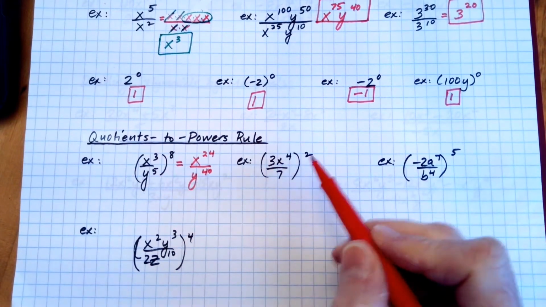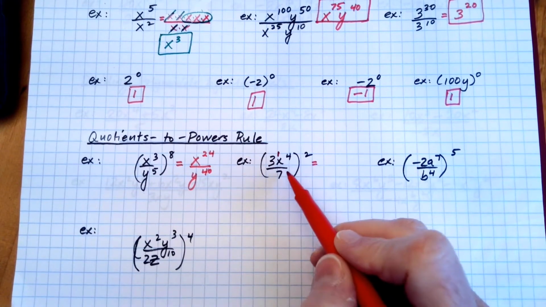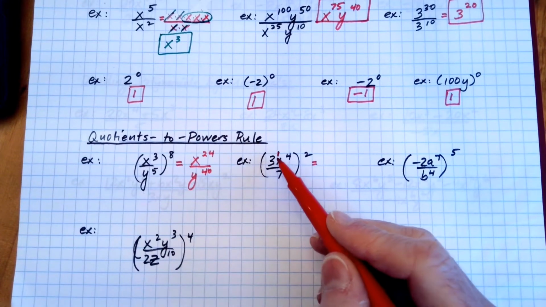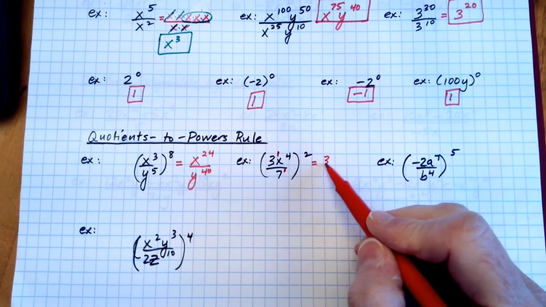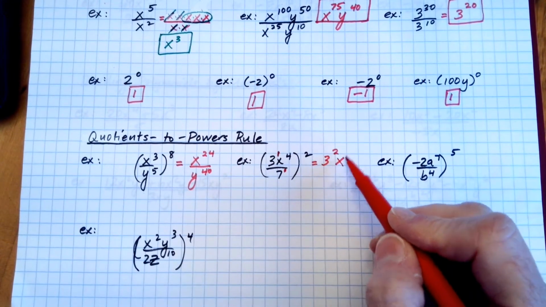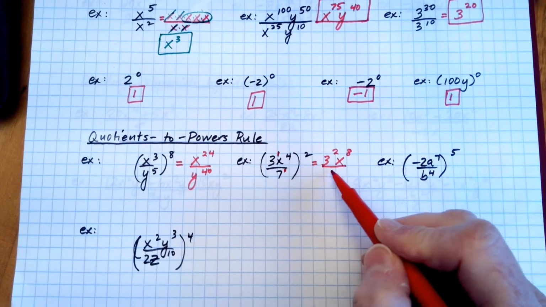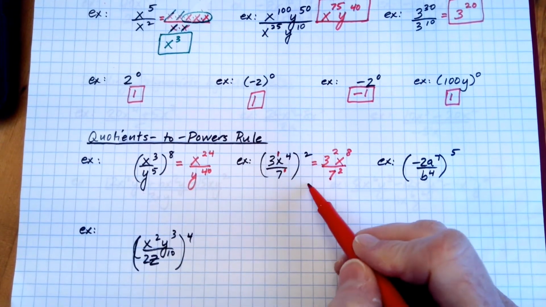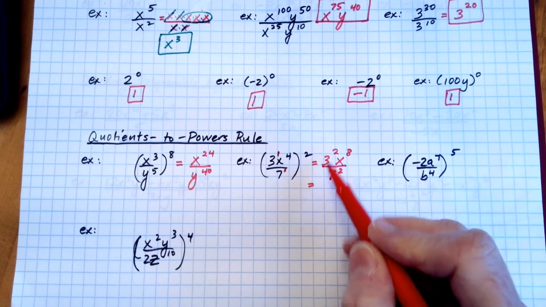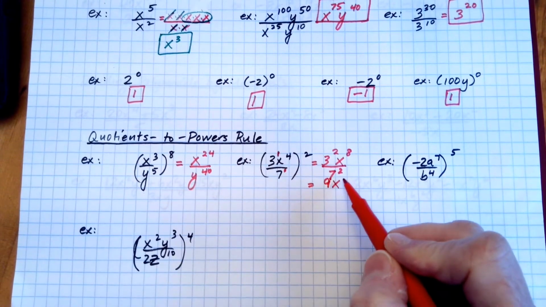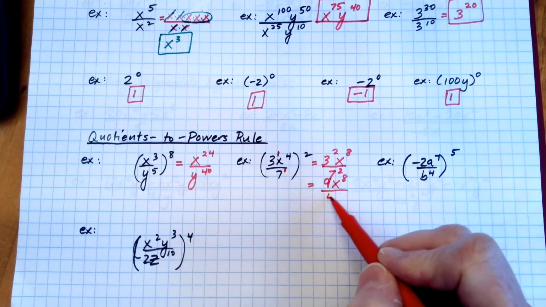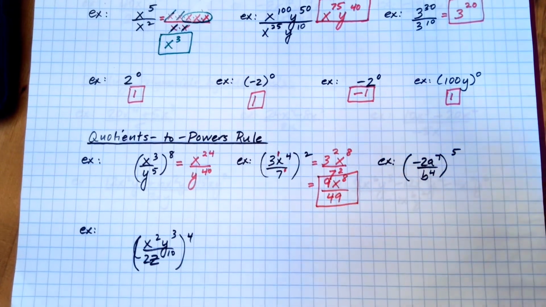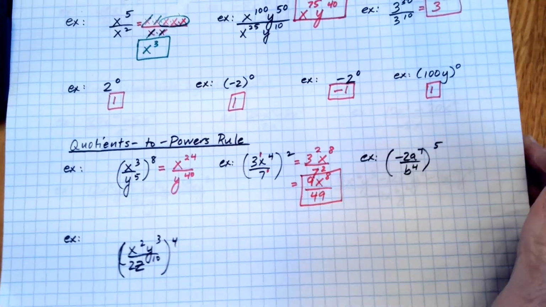When I do this one, I have to remember that these are assumed to be to the first power. So 3, the 1 times 2 is going to be 3 squared, x to the 8th over 7 to the 2nd, because I have 1 times 2 is 2. And these numbers are very small. 3 squared is 9, so I'm going to get 9x to the 8th over 7 squared is 49. So those ones I would do out. I wouldn't bother doing out big ones, but that one I would.